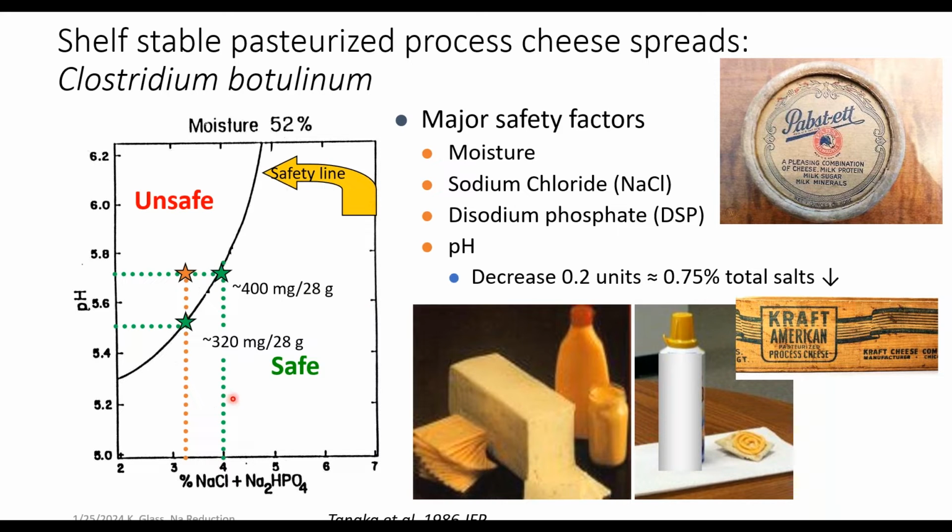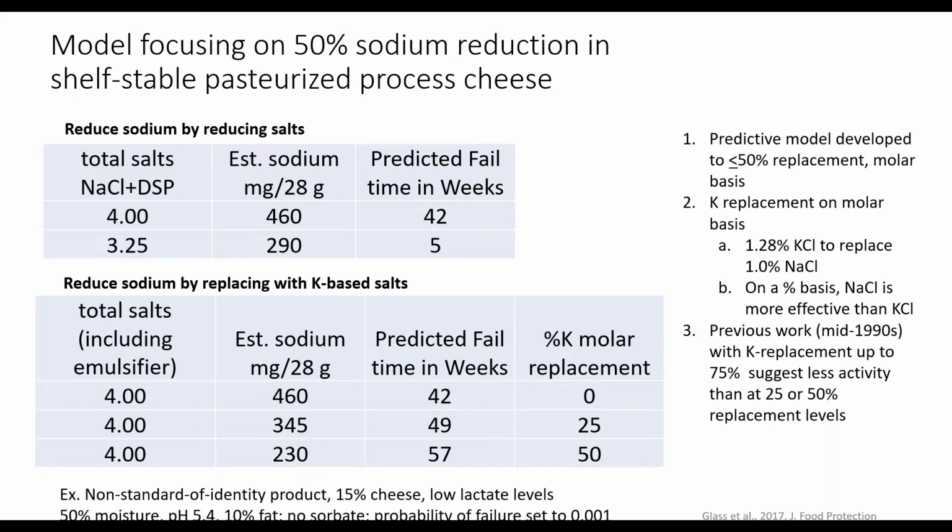To achieve a 20% sodium reduction to yield only 320 milligrams of sodium per serving, the total salts would need to shift to the unsafe side of the curve. To compensate, it is necessary to make other changes, such as reducing the pH by 0.2. Now, while this appears to be an easy fix by just reducing the pH, increasing acidity is met with resistance by consumers, particularly children, who favor a more mild flavor.